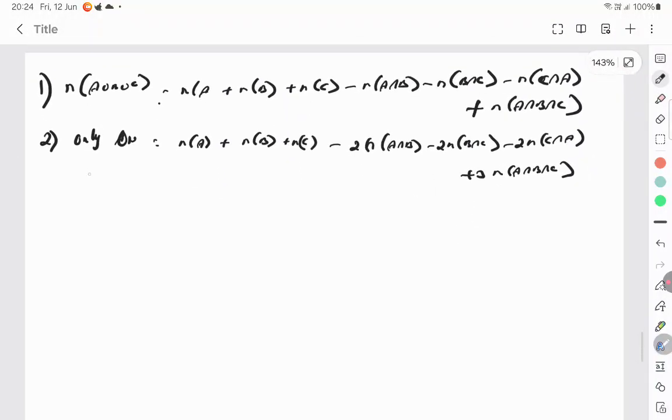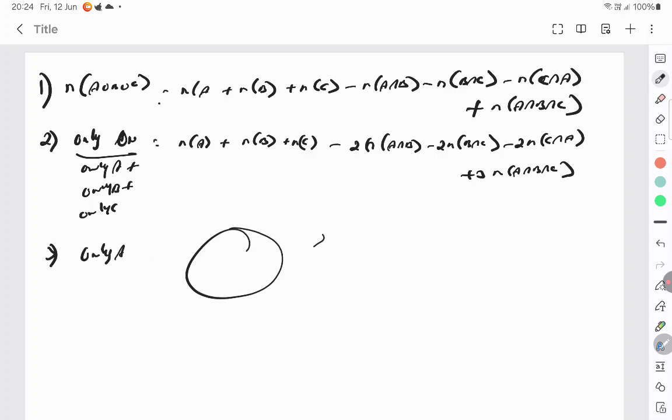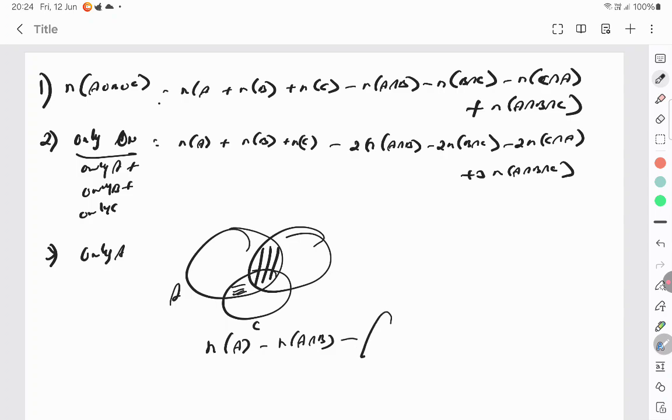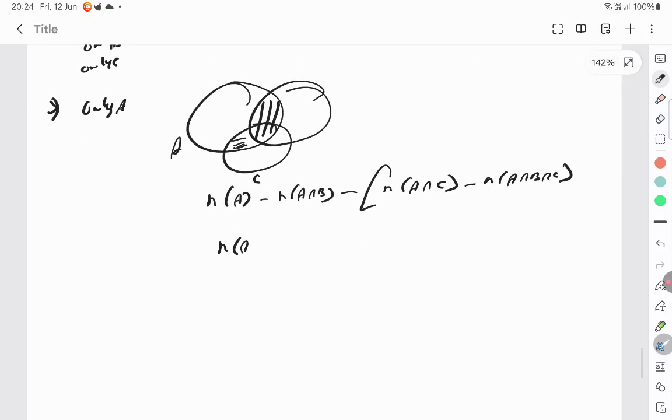Apart from that, exactly 1 is only A plus only B plus only C. But if they are specifically going to ask you only A, then you should know how to derive it. It's n of A minus n of A intersection B, where you're removing this, but you've still not removed this C part, minus n of A intersection C, minus n of A intersection B intersection C, which is n of A minus n of A intersection B minus n of A intersection C plus n of A intersection B intersection C.